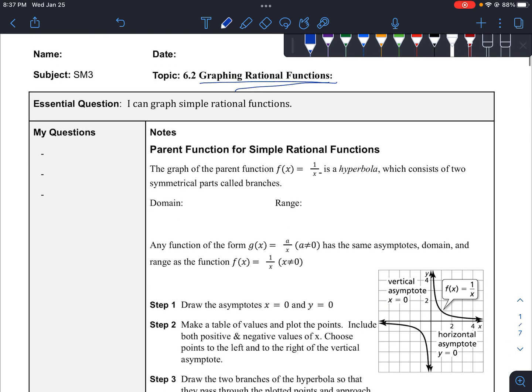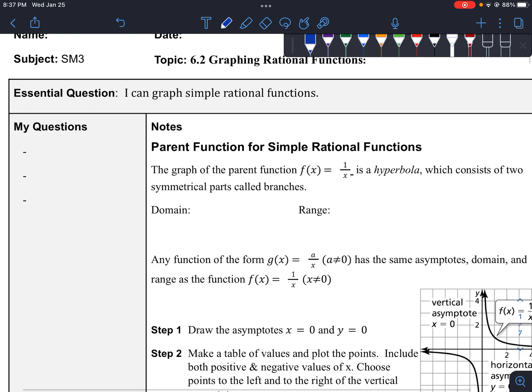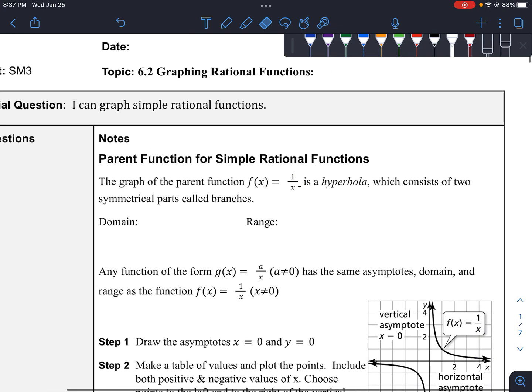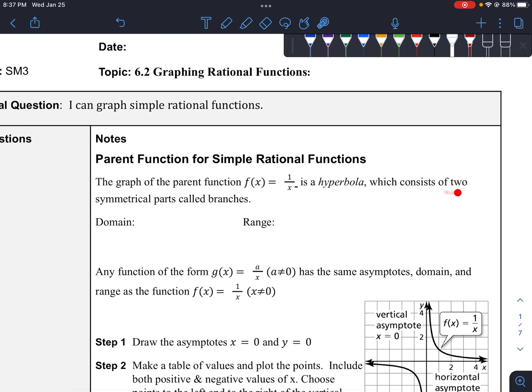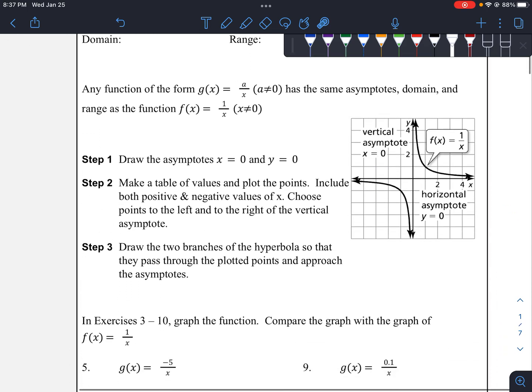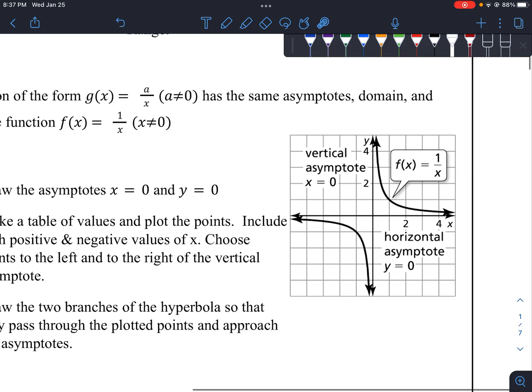The parent function for the rational function is 1 divided by x. Ignore that little mark right there. But 1 divided by x is the parent function, and it consists of two symmetrical parts called branches. So you can see the parent function right here, and the two branches it's talking about are this one right here and this one right here.